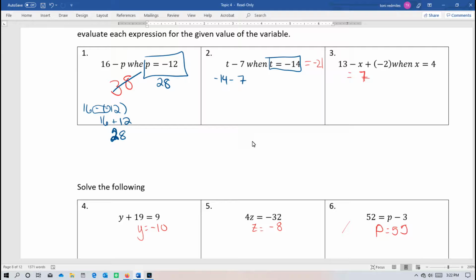This is like I went to one store and I put $14 on my credit card. I go to another store, I put $7 on a credit card. I owe my credit card $21. All right, so everywhere I see an X, I'm putting a 4 in there. I have double signs going on. So different signs is negative. Remember, it follows the rules of multiplication. 13 minus 4 is 9, minus 2 more is 7.